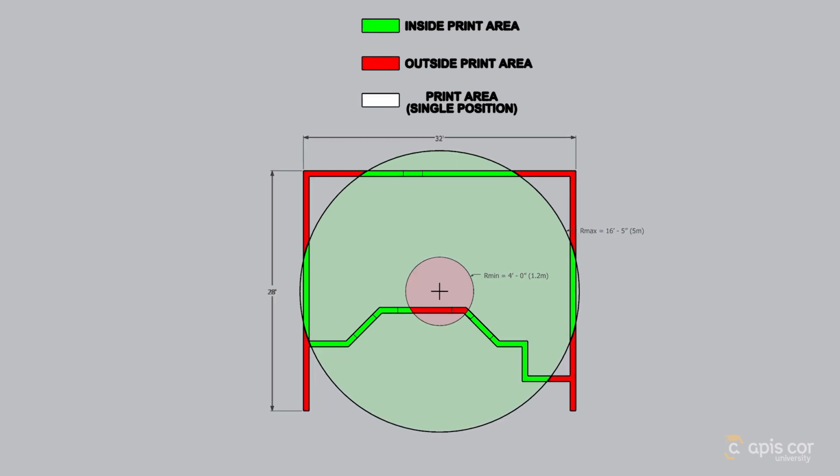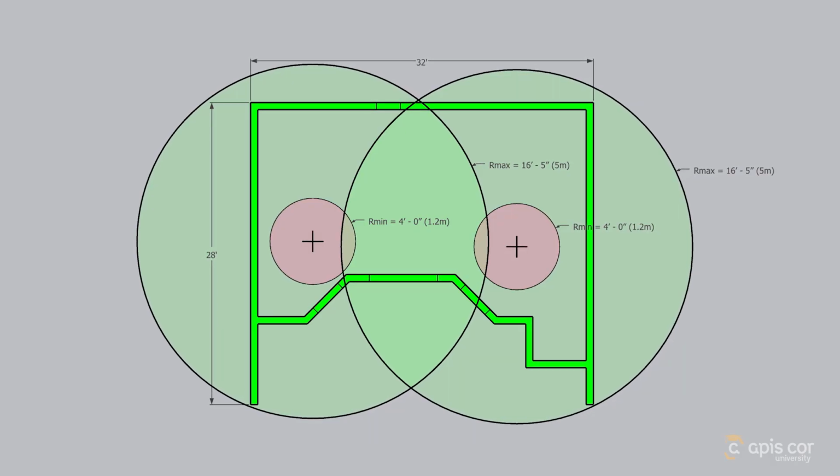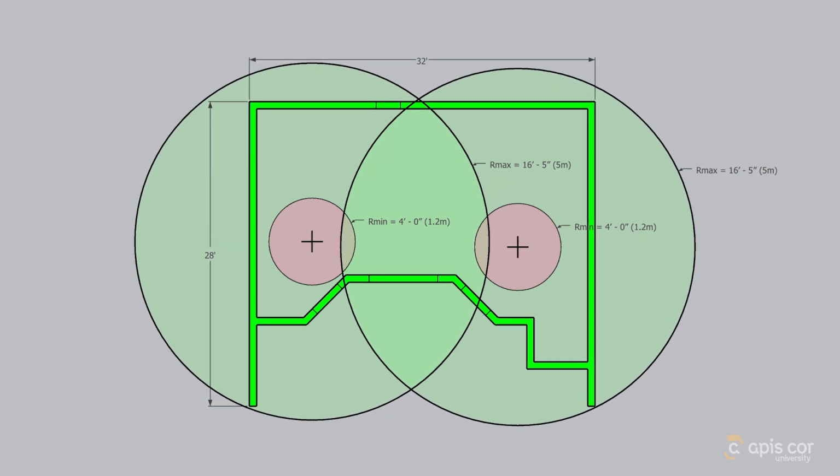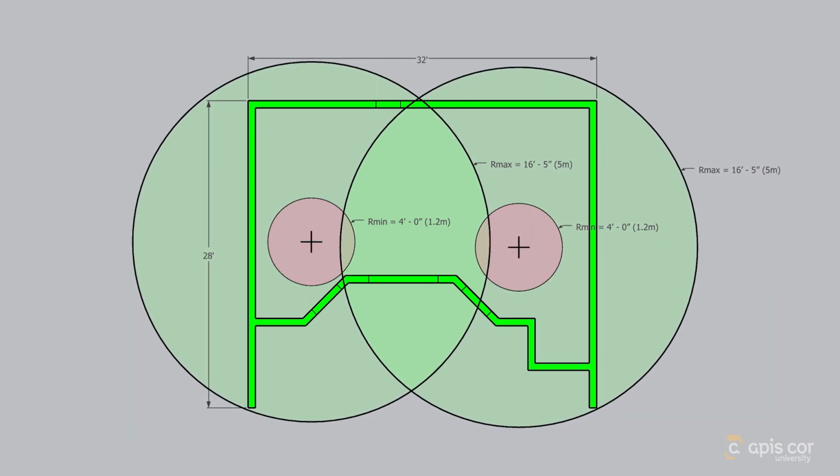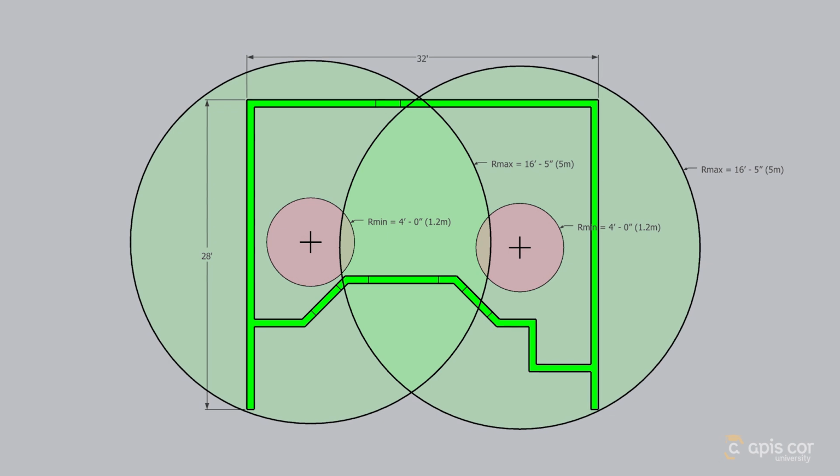The solution is simple. Just print the home in two different sections. Here, you can see that using two different print positions provides more than enough combined print area to print the entire structure.